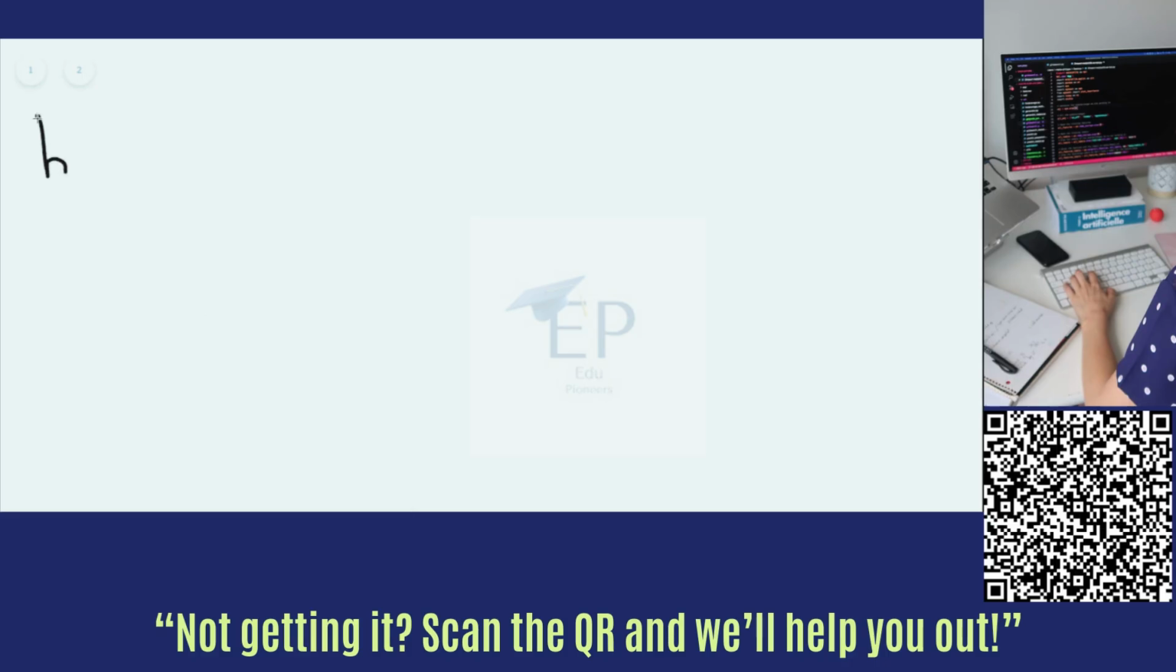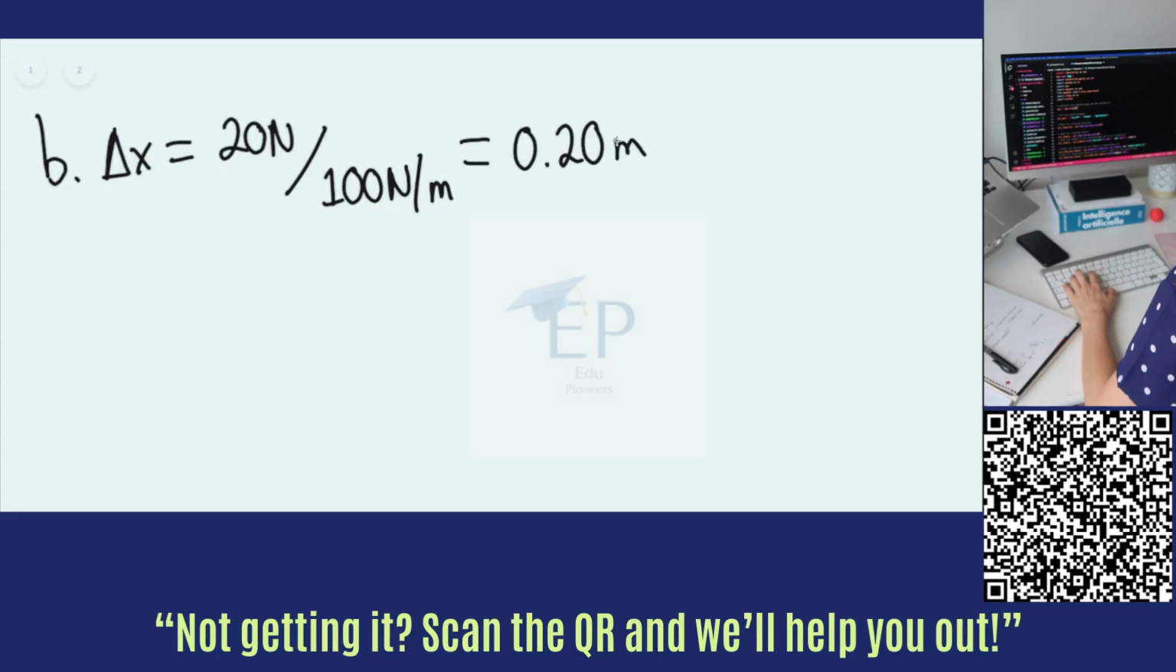For part B, we can then say that the equilibrium position is where the upward Hooke's law balances the weight. So this corresponds to the string being stretched by, we can say, delta x equaling 20 newtons, which would be the weight, divided by the spring constant of 100 newtons per meter. This is giving us 0.20 meters.